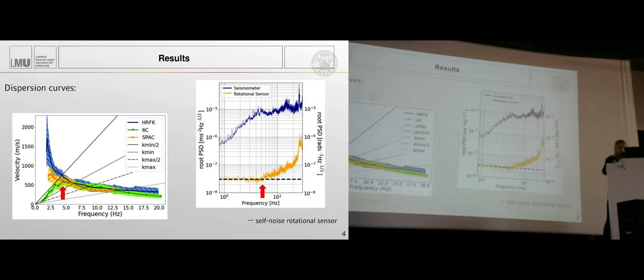We can answer that by looking at the power spectral densities of the data. In blue is the computed PSD for the seismometer data, and in yellow the PSD for the rotational data. What happens is that at a specific frequency, the self-noise level of the rotational sensor is reached. That means at low frequencies, the rotational motions are too small to be recorded by the rotational sensor, and that's exactly the point where our curve drops here. So we can only use the data in this frequency range here.